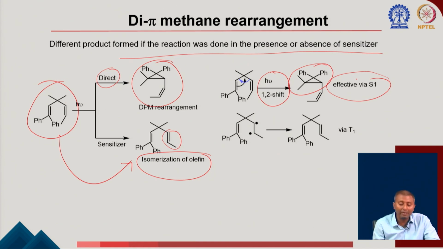And again, in the case of the triplet state, if you have an olefin, it can be excited from pi to pi star and form this diradical species. Then a bond rotation can happen, which can isomerize the olefin.